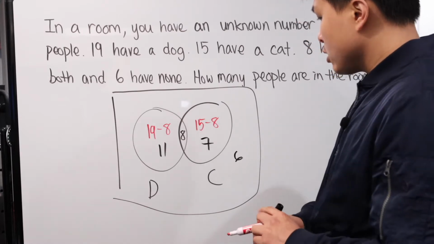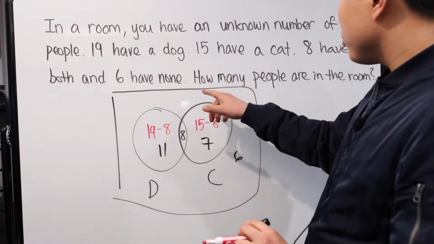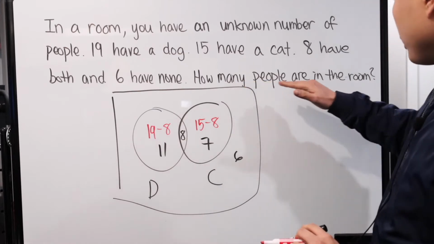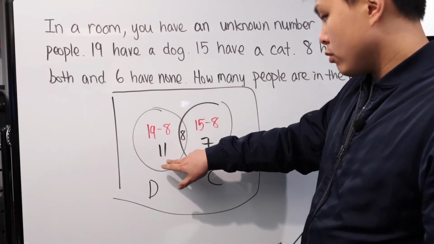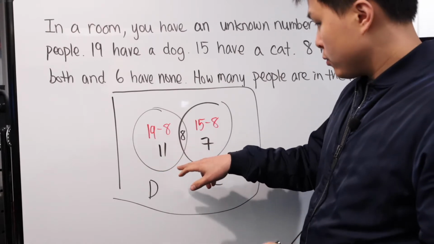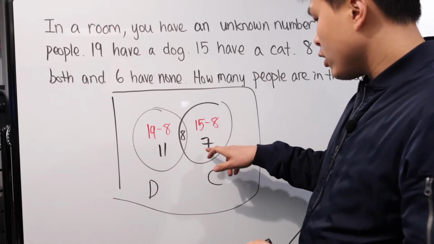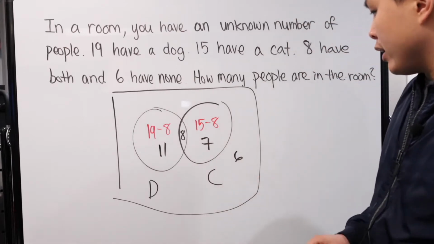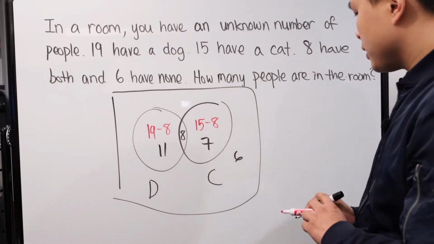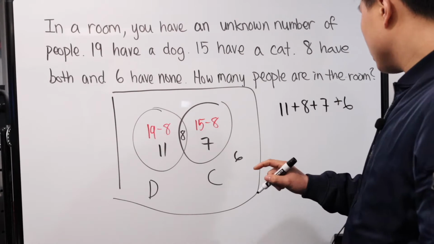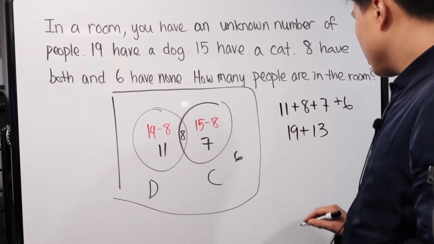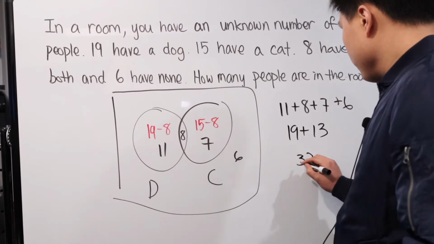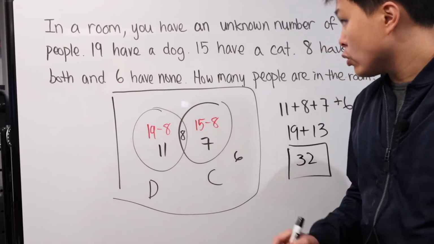So just like this alone, we can immediately answer the question, because it's asking how many people are in the room total. Well, we know there are 11 who own only a dog, 8 own both, 7 own only a cat, and 6 own none. So 11 plus 8 plus 7 plus 6. And just like that, we can figure it out. What is that? 19 plus 13. So that's 32. There are 32 individuals in the room.